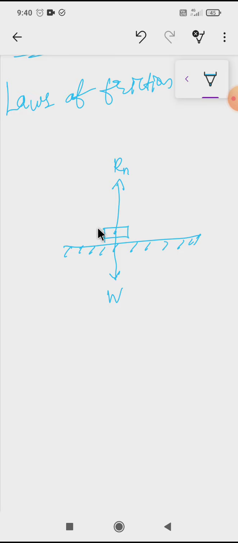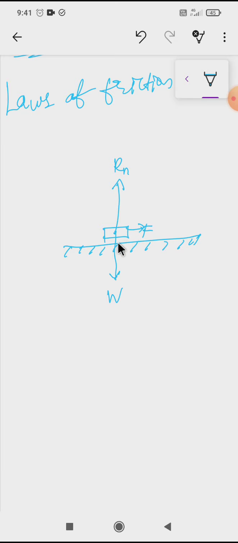Let this body of weight W rest on a smooth and dry plane surface. Under the circumstances, the plane surface also exerts a reaction force Rn on the body, which is normal to the plane surface. If the plane surface considered is horizontal, then Rn would be equal and opposite to W, so both forces will be equal to each other. Now let a small horizontal force F be applied to the body. Suppose we apply a small horizontal force F, and the body is unable to move.